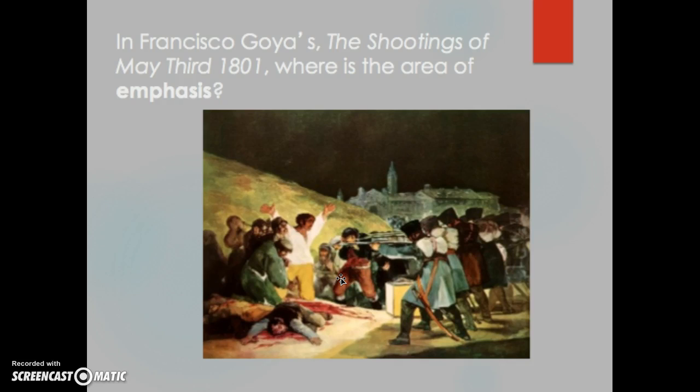Okay? How about this? Francisco Goya's The Third of May 1808, The Shootings. What is emphasized? Where is the area of emphasis? Where does your eye keep traveling back to?